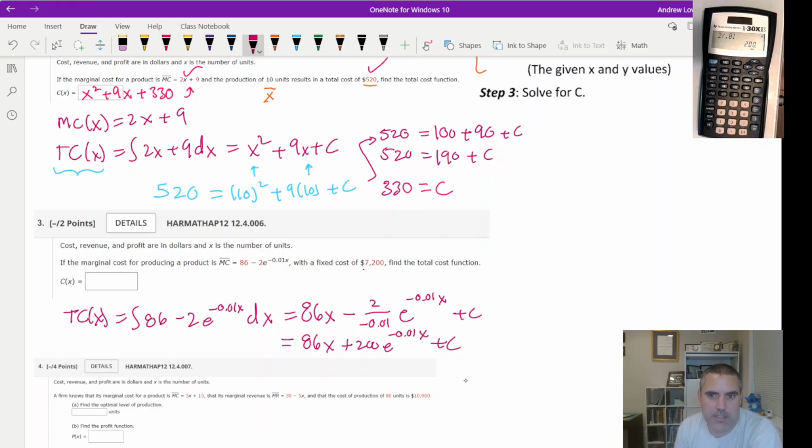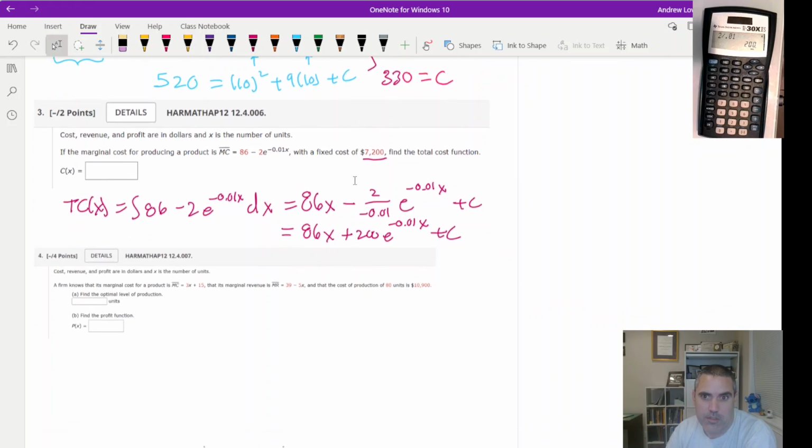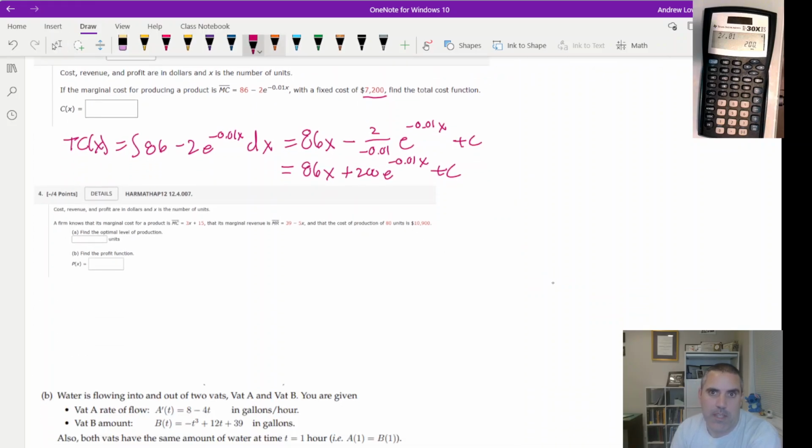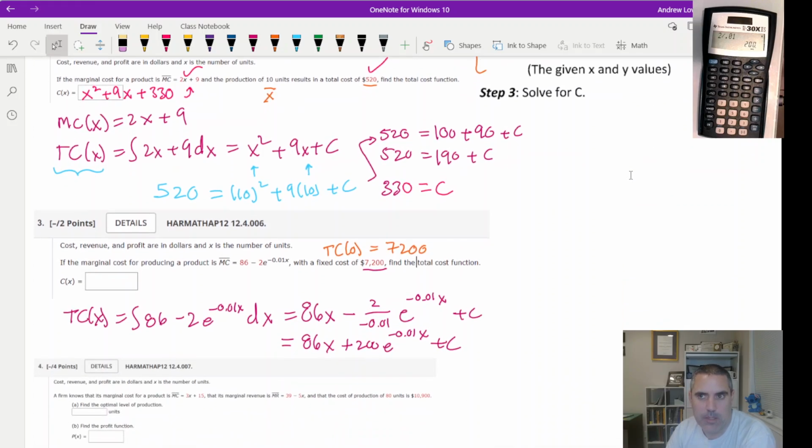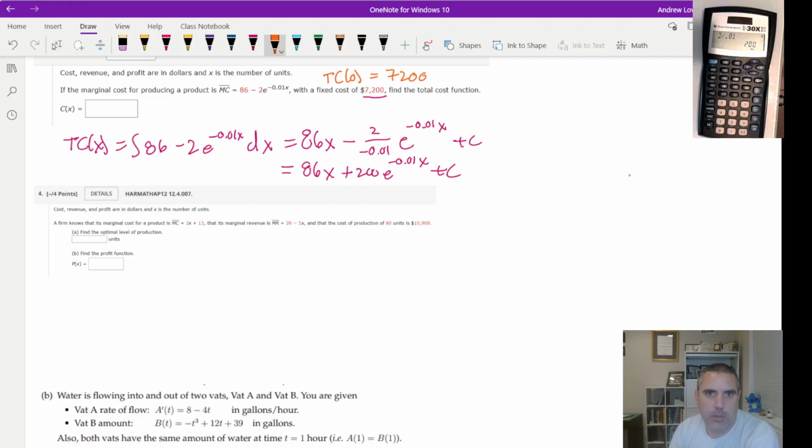The fixed cost is $7,200. Now, a mistake students made on this homework question, because I answered several of these in office hours, was that they assumed that that was c. But fixed cost means the total cost when you plug in 0 is equal to this. So there's always an x and a y to plug in. Remember that when you're doing these. Given the x and y, plug them in. Okay, so we need to plug in a 0 here and a 0 here, and 7,200 needs to come out.